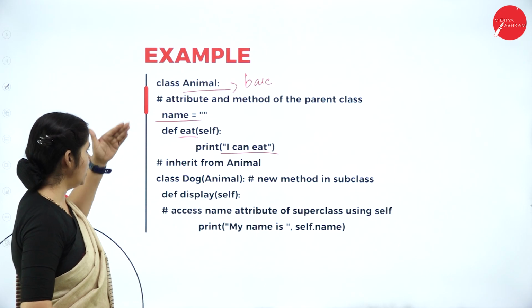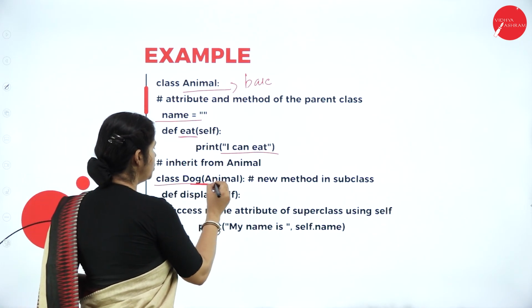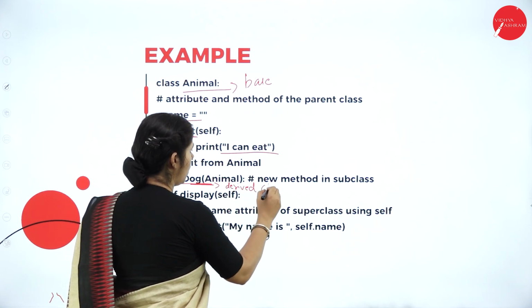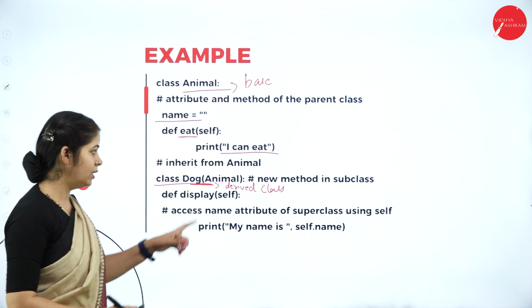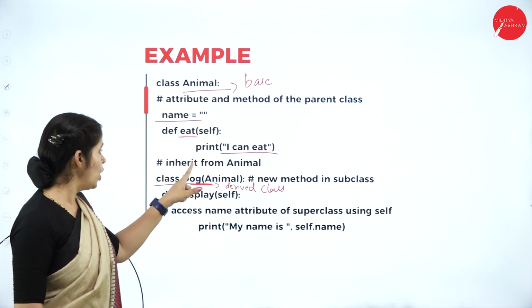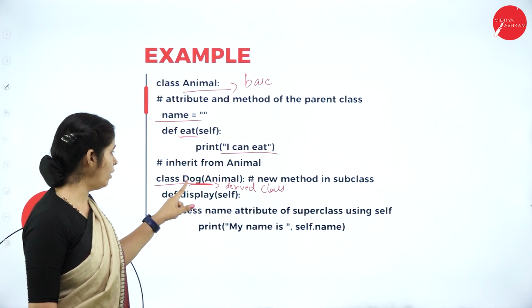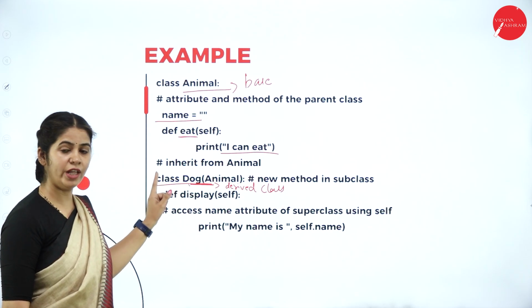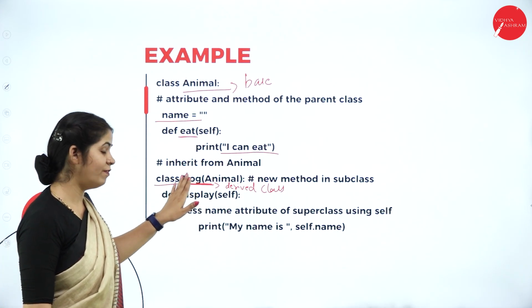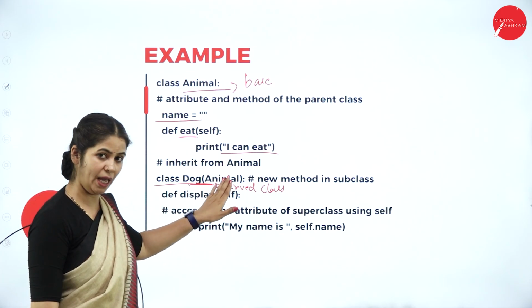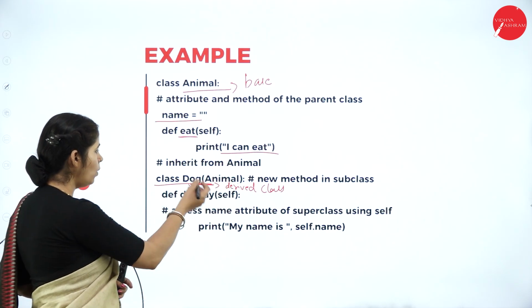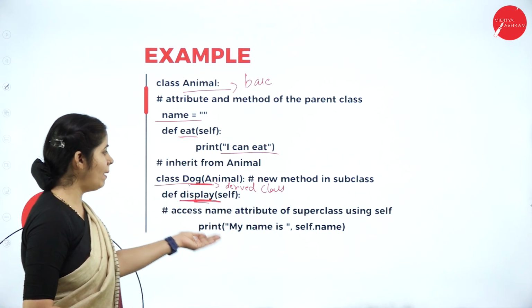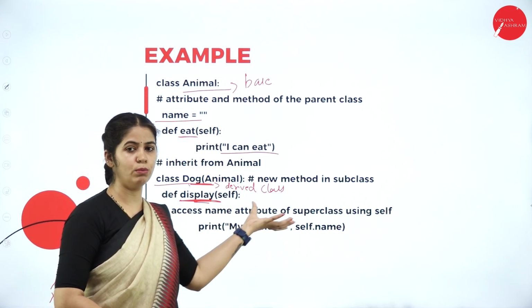After the base class, what are we creating? We are creating one child class, a derived class. Child class is also called a derived class, right? What is the name of the class? Dog is the name of the class, which is derived from the base class animal. Class name, derived class name is dog. From where is it derived? It is derived from the base class animal. Now it has its own function or method called display. What is it displaying? My name is so and so.